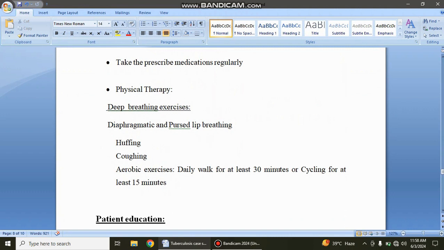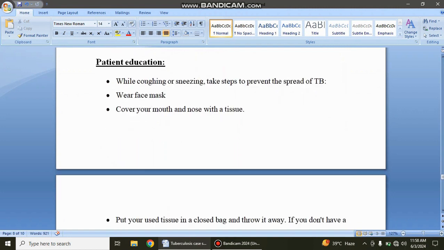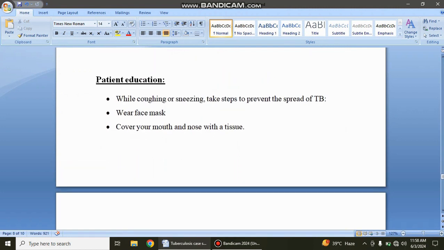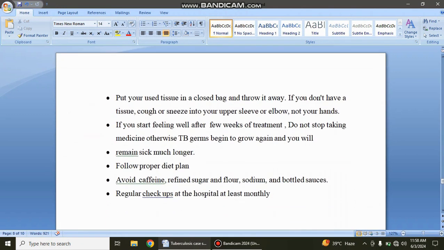diaphragmatic and pursed lip breathing, huffing, coughing, aerobic exercises, a daily walk for at least 30 minutes or cycling for at least 15 minutes. Patient education, this is very important. While coughing or sneezing, take steps to prevent the spread of TB. Wear a face mask, cover your mouth and nose with a tissue. Put your used tissue in a closed bag and throw it away. If you don't have a tissue, cough or sneeze into your upper sleeve or elbow, not your hands.